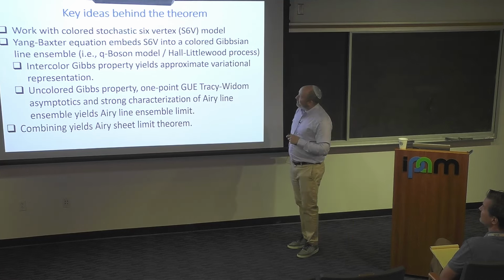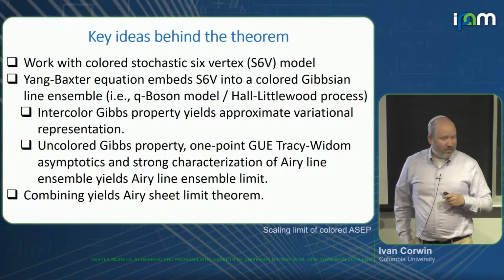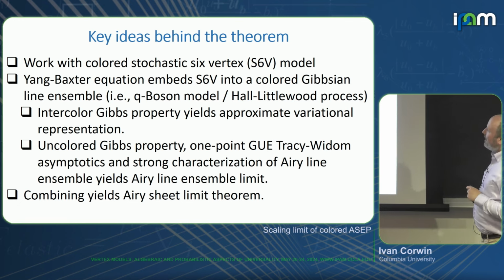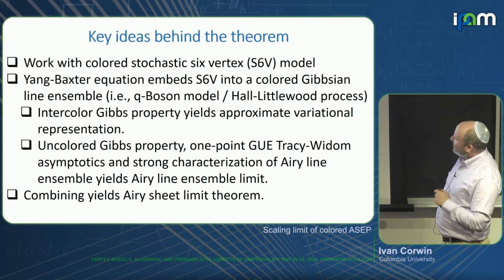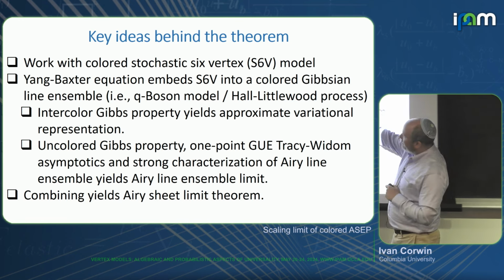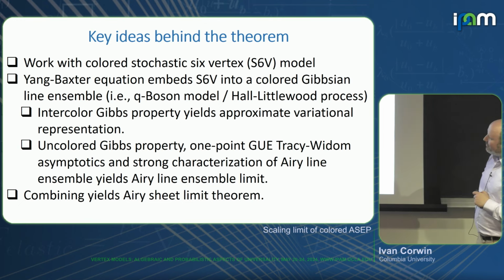Okay, so here are going to be the key ideas behind the proof. The first thing is that rather than working with ASEP, we'll work with the stochastic 6-vertex model, the colored one. And this will be useful for us. It will allow us to use the Yang-Baxter equation. And we'll use that, following work of Alexei and Amol, to embed stochastic 6-vertex into what's called a colored Gibbsian line ensemble, or a special version of the Q-boson, the colored Q-boson model, or colored Hall-Littlewood process.